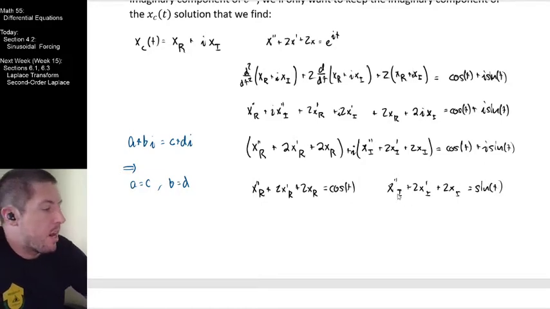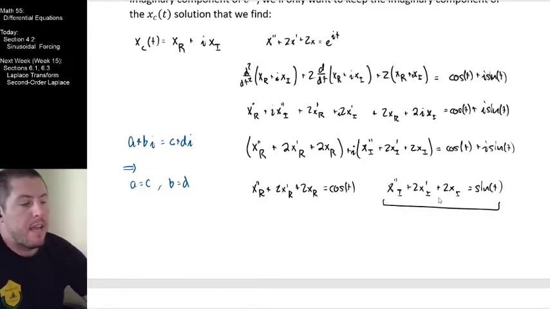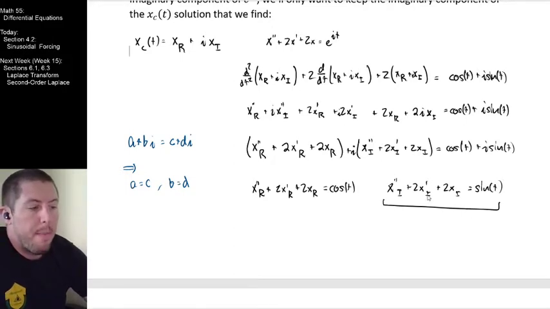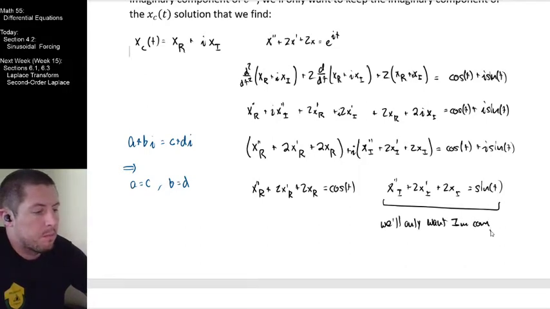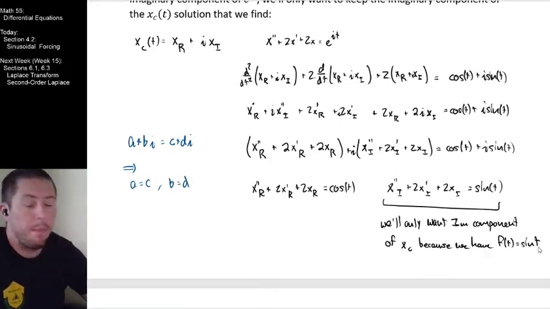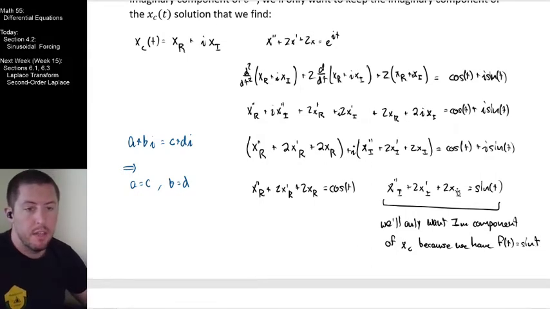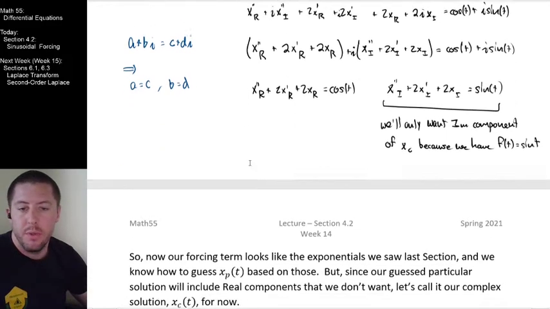All right, so this is our scenario right here. Because we have a sine of t as our forcing function, we'll only want the imaginary component of x sub c. Right? Because our forcing function is just a sine function, you can see that's tied to the imaginary component of a complex solution that we're going to arrive at here.